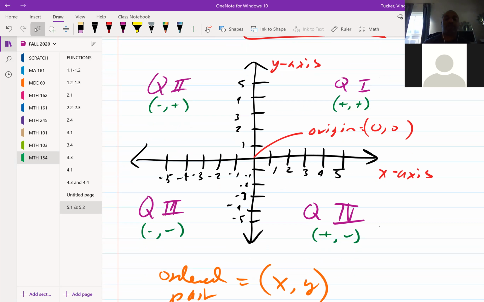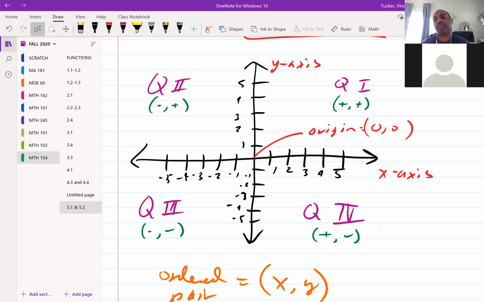To the right of your origin is positive. To the left of your origin is negative. Above your origin is positive. Below your origin is negative. The plane is split up into 4 quadrants going counterclockwise, quadrants 1, 2, 3, and 4.